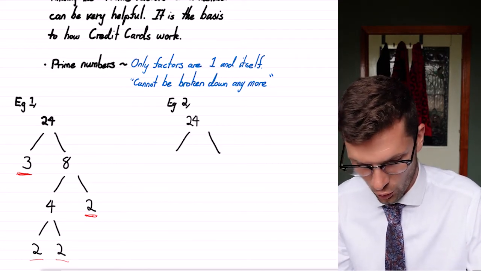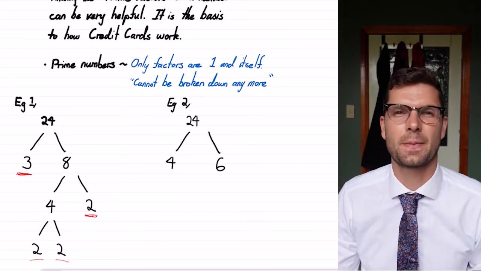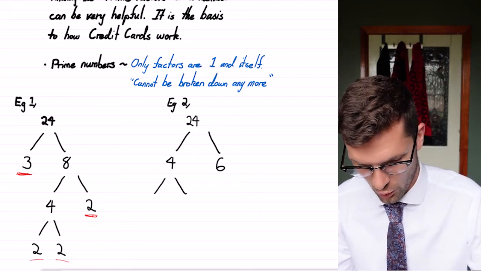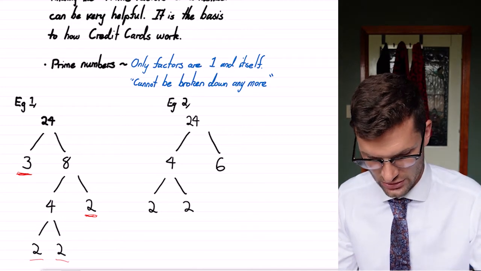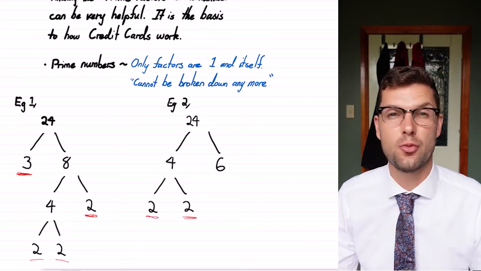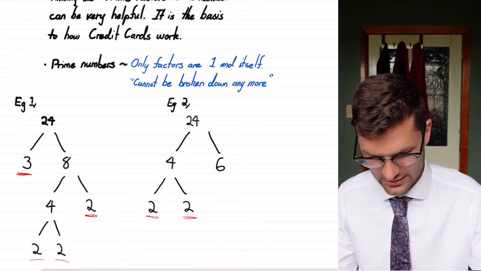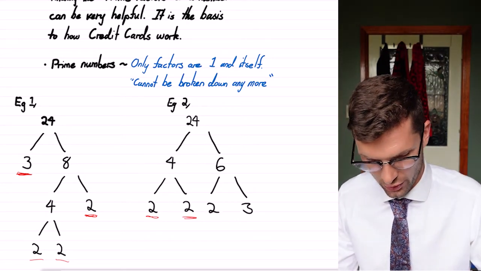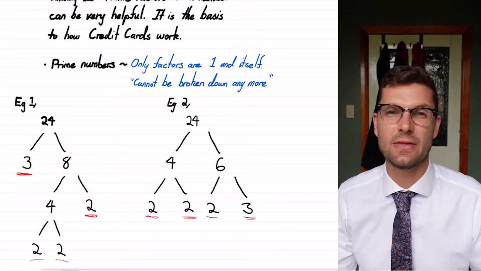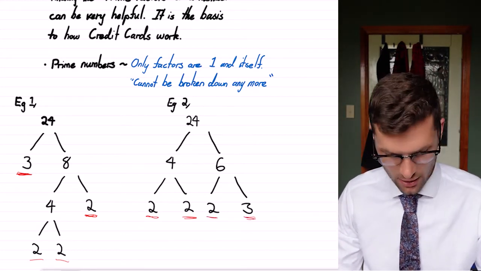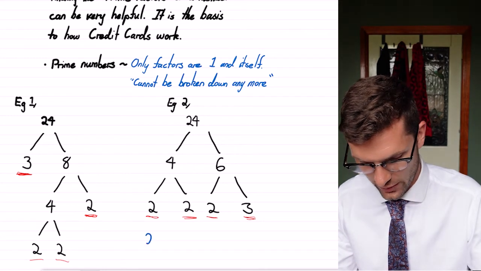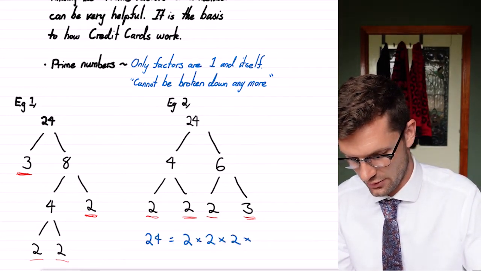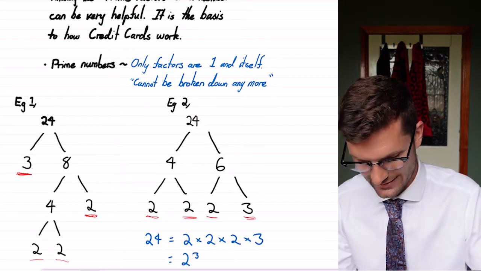So 24 also breaks into 4 times 6. Neither of these are prime numbers, so we can break them down again. 4 breaks into 2 times 2, which is obviously 2 prime numbers. And then 6 is 2 times 3, which are also prime numbers. So in this one, we actually got there one step earlier, but this is also saying that 24 is equal to 2 times 2 times 2 times 3. So we know we've got the correct answer there.